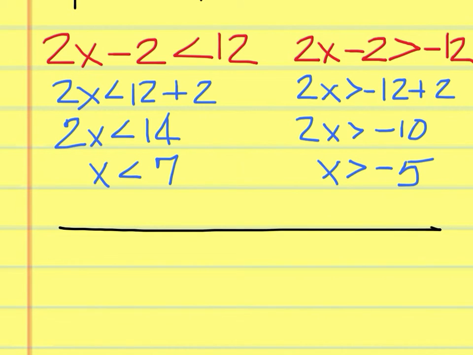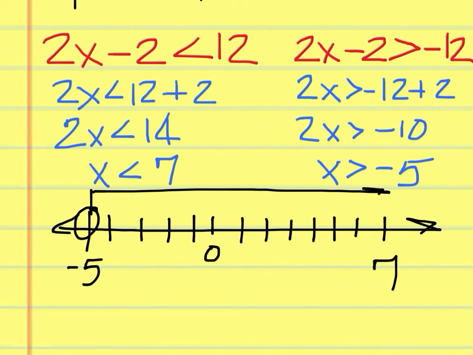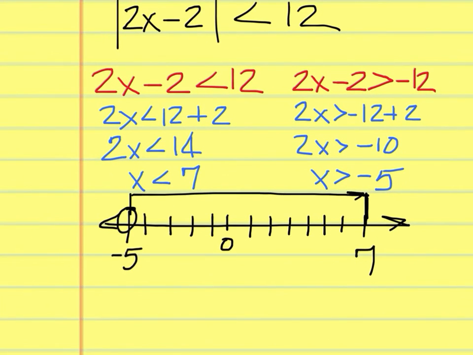On the number line, you need a negative 5 and a positive 7. So we'll go 1, 2, 3, 4, 5, negative, and then 1, 2, 3, 4, 5, 6, 7. X greater than negative 5 is going to be here, and then x less than 7 is going to go in the other direction. Let's check it out.